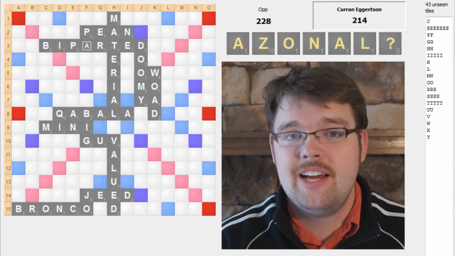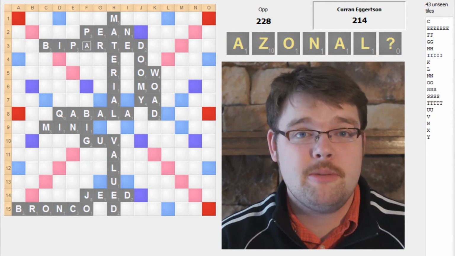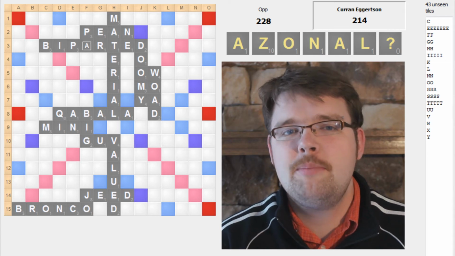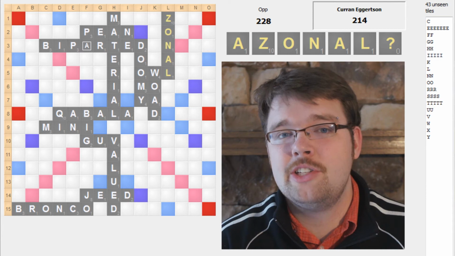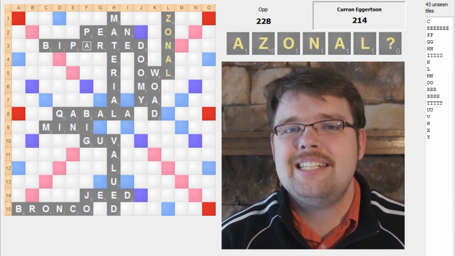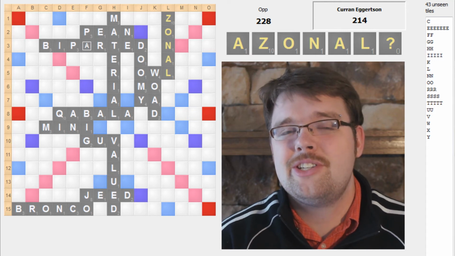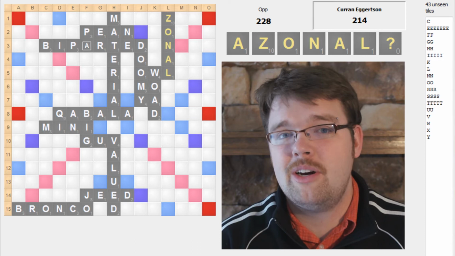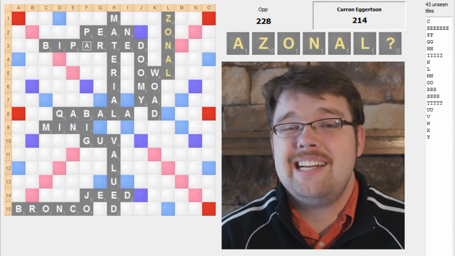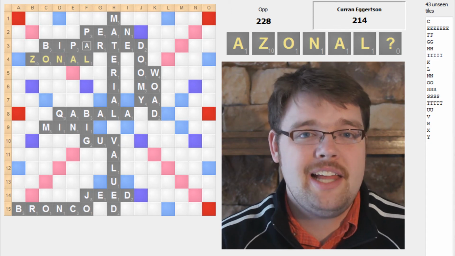Let's look at this board. I have an obvious zonal on my rack, maybe zona if there's a good place for that, and there's 2 good places that I can make a good Z play. One is here, zonal on the top right. Now this places the Z in the triple word score lane, and it's almost a certainty that your opponent's going to come back with a really good counter score. Alternatively, you can take a dozen or so points less and play zonal over here on the left side.